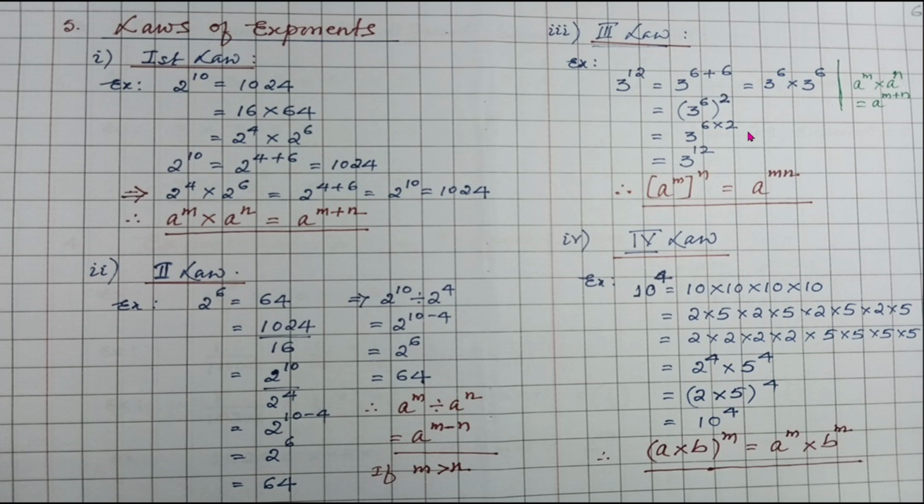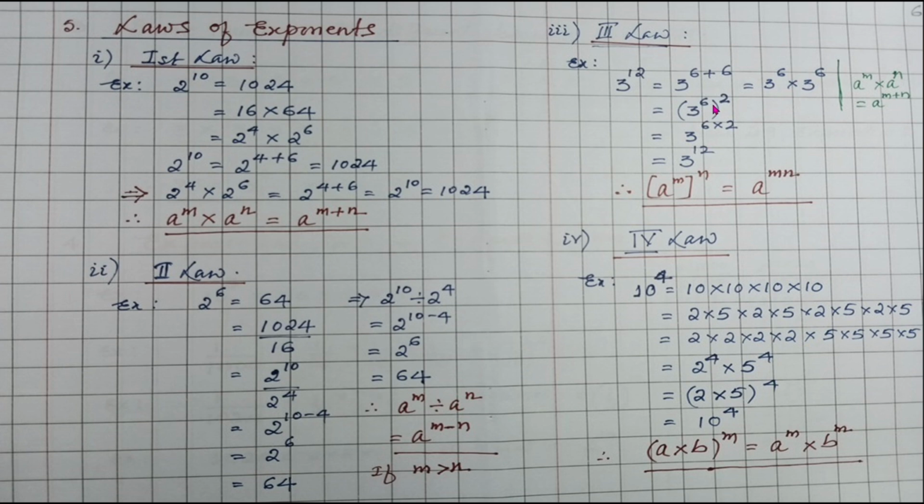Now let us take one example here for understanding. 3 raised to 12 is equal to 3 raised to 6 plus 6. That means 3 is multiplied 6 times, and again 3 is multiplied 6 times. When we take the product, the value is 3 raised to 12. So the value of 3 raised to 12 or 3 raised to 6 multiplication of 3 raised to 6 is the same. That means 3 raised to 6 into 3 raised to 6 is nothing but 3 raised to 6 is multiplied 2 times. Therefore 3 raised to 6 to the power of 2, and 6 into 2 is 12, and that is 3 raised to 12.